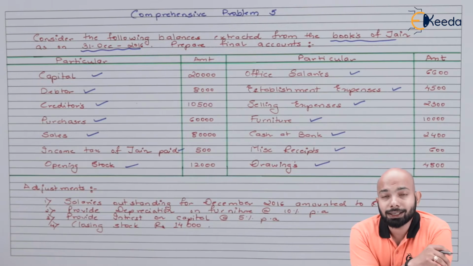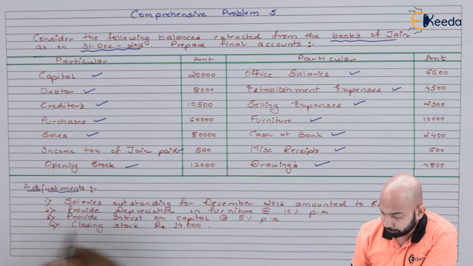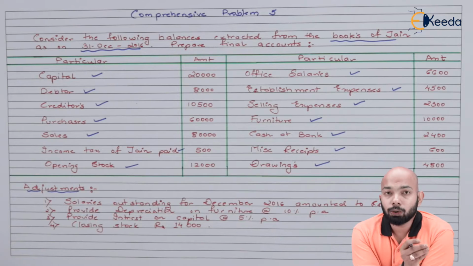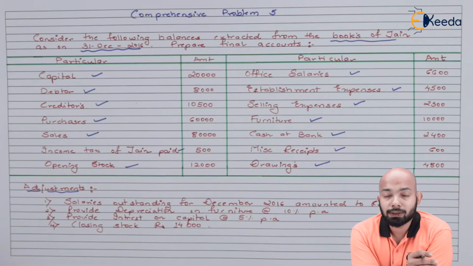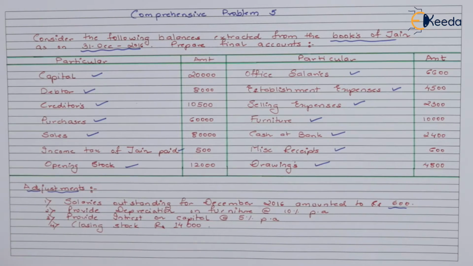Now there are certain adjustments. Let's read them out. Salaries have been outstanding as of December 2016. Let us figure out how much is the amount. It's supposed to be 600. That means outstanding salaries is 600. The effect of this will be, first, it will be added to that specific expense. Next, on the balance sheet it will show up on the liability side.